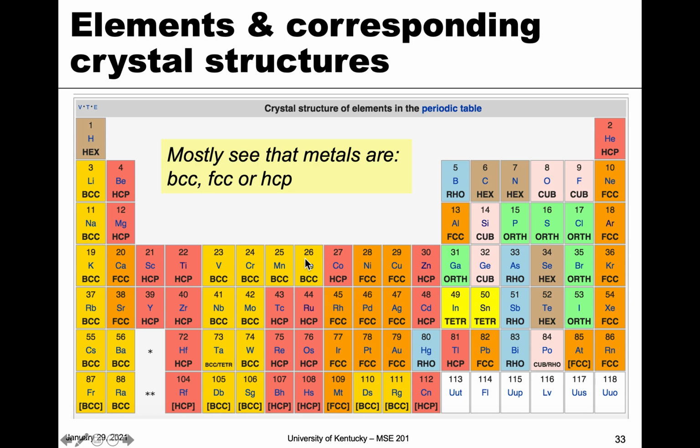Obviously, there's a couple exceptions: mercury, indium, tin, gallium. But those are all a little bit different. But for the most part, we can look at the structures of all of these by knowing the three that we've just talked about. So that's kind of the power of knowing these three structures.